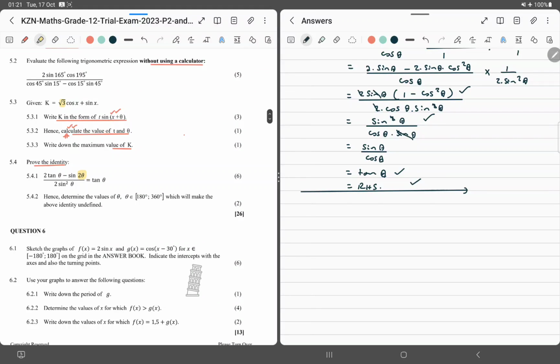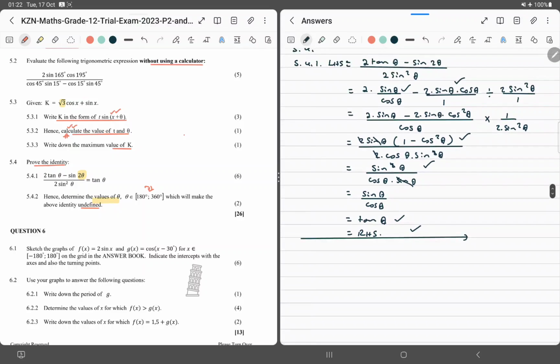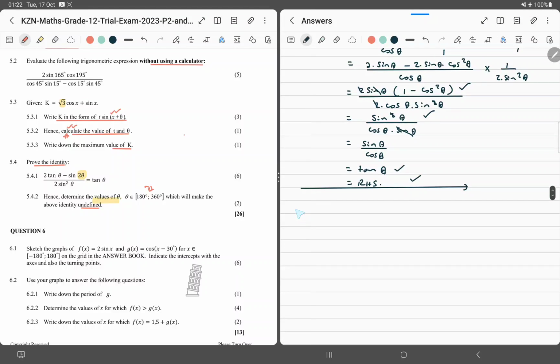Okay. Now it says, hence determine the values of theta, theta being an element of 180. So this domain is important, which will make the identity undefined. Okay. So this question is always there. It's always there.